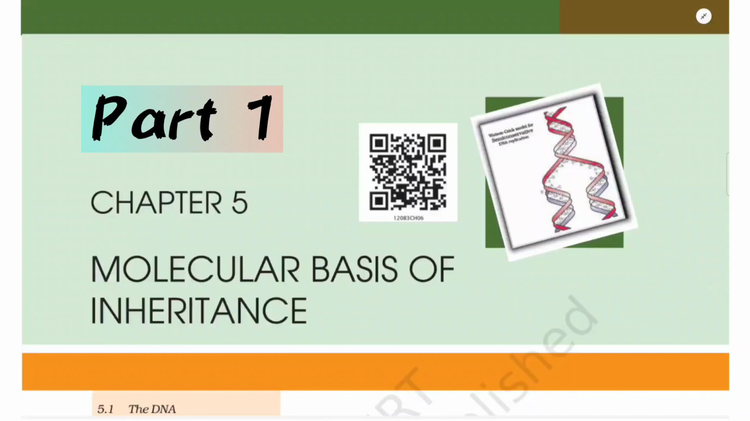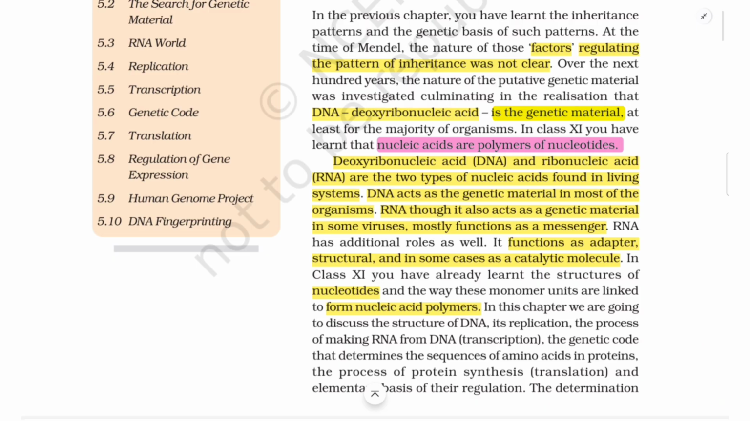Chapter 5, Molecular Basis of Inheritance. In the previous chapter, you have learned the inheritance patterns and the genetic basis of such patterns. At the time of Mendel, the nature of those factors regulating the pattern of inheritance was not clear. Over the next 100 years, the nature of the putative genetic material was investigated, culminating in the realization that DNA, deoxyribonucleic acid, is the genetic material, at least for the majority of organisms.